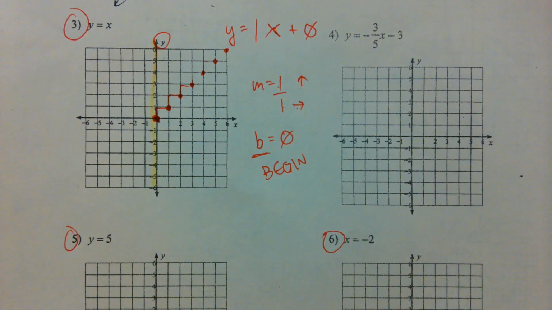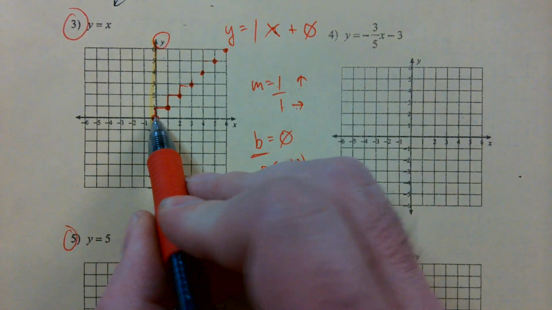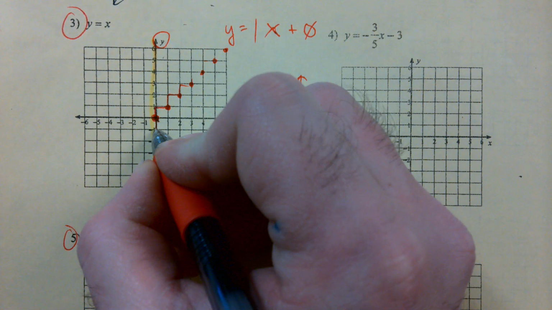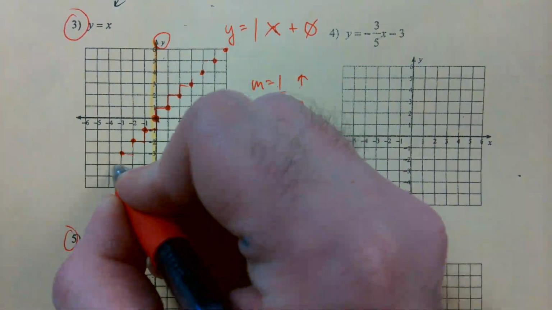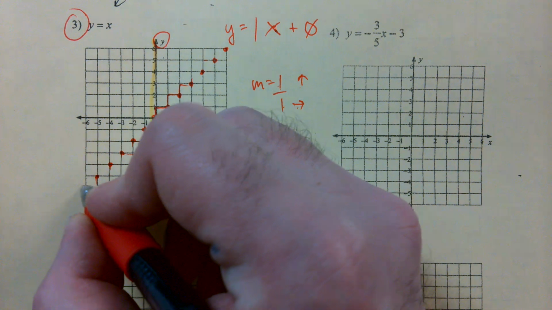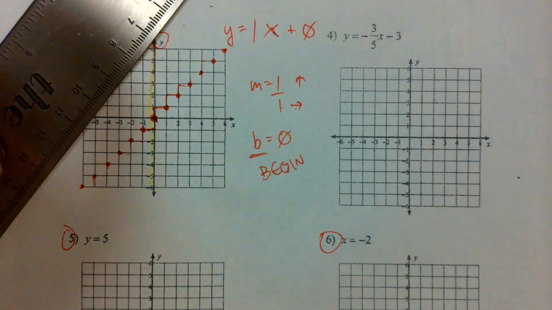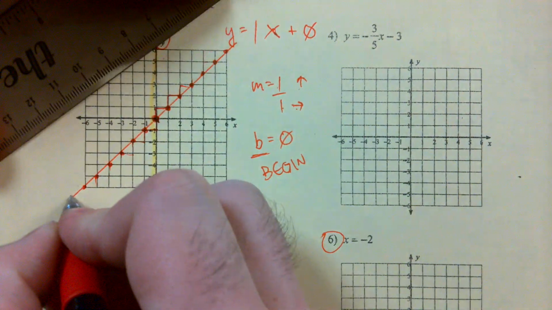Okay. Anything else I can do? Reverse. I can go back to my beginning, and instead of going up 1, I'm going to go down 1. Instead of going right 1, I'm going to go left 1. Keep doing that, all the way down as far as we can. We want a nice, precise line all the way through. And then add the arrows at the ends of the line.